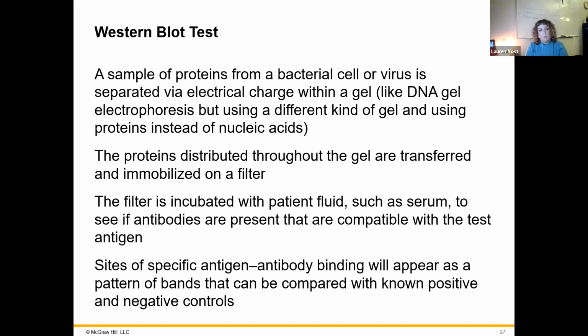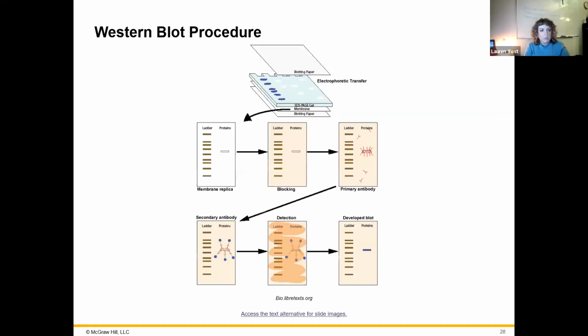And then we will look to see if there's bands on that membrane. So it's a little bit more complicated. Here's our gel here. We'll put the membrane here. This is what we're interested in. And you'll put on each side blotting paper just to stabilize everything and protect everything. So we can get movement using electricity from the gel and onto the membrane. Now we've got it on our membrane.